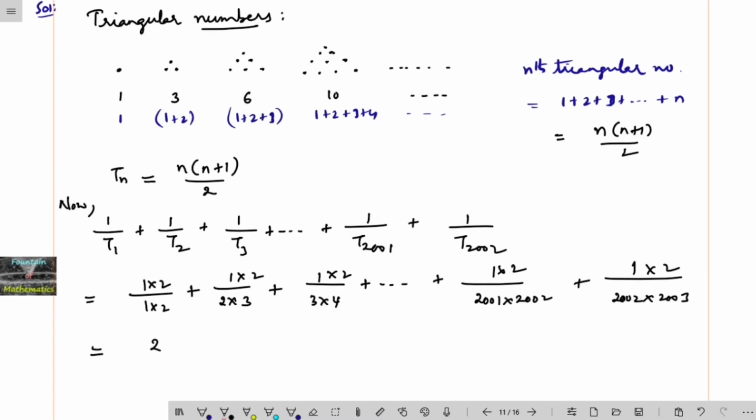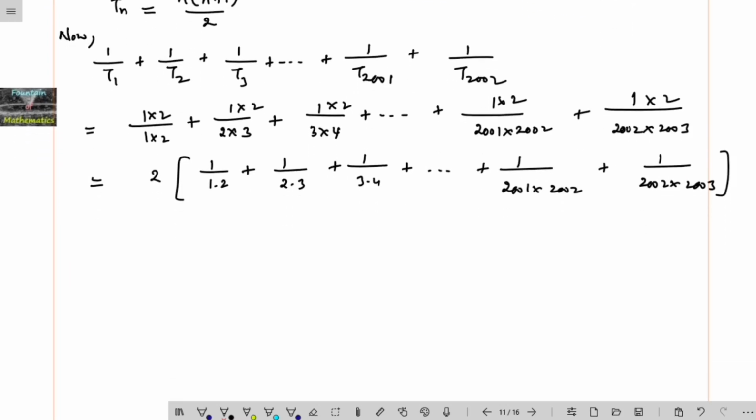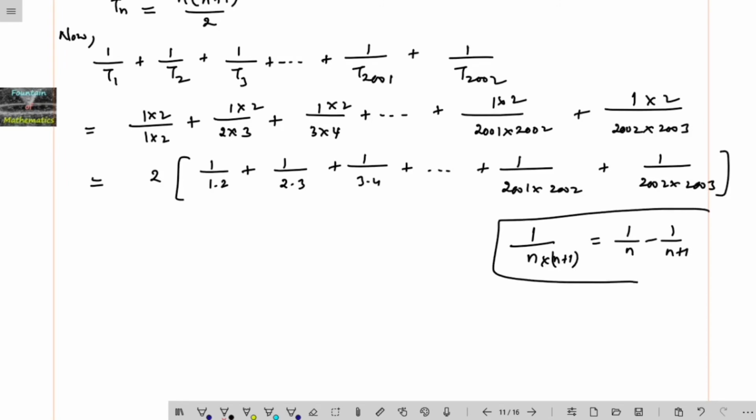Here I can take out 2 common, and the remaining numbers are 1 by 1 into 2, plus 1 by 2 into 3, plus 1 by 3 into 4, and so on, plus 1 by 2001 into 2002, plus 1 by 2002 into 2003. This is another series with a pattern. We can remember it this way: 1 by n into n plus 1 is nothing but 1 upon n minus 1 upon n plus 1. By taking the LCM, 1 by the product of two consecutive numbers n into n plus 1 equals 1 upon n minus 1 upon n plus 1. So we can use the same concept.